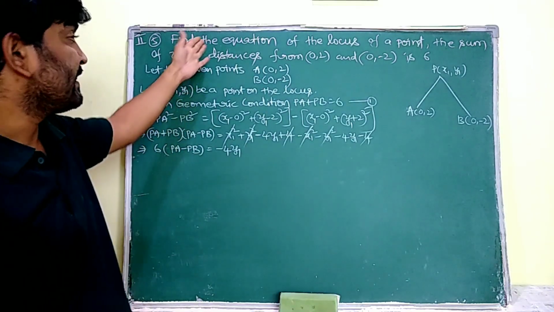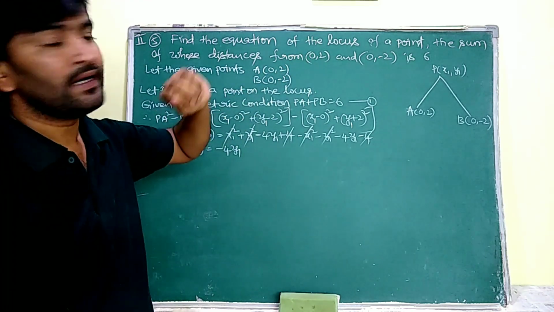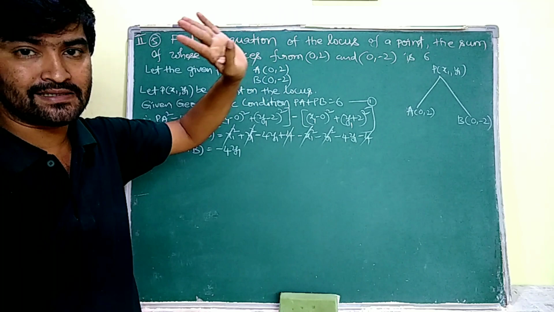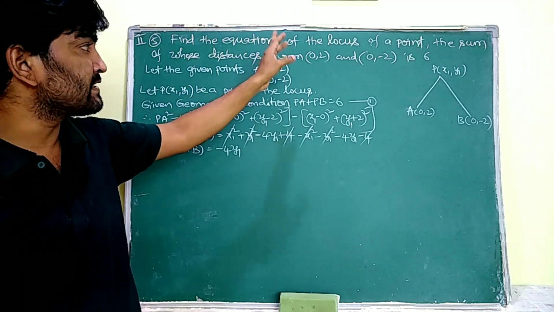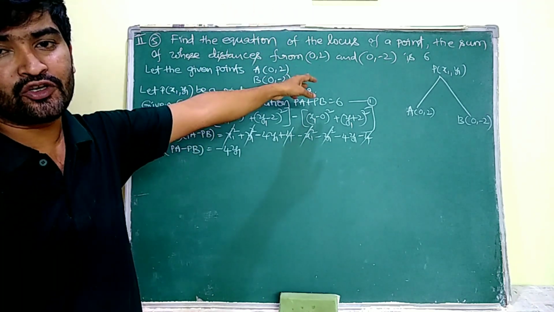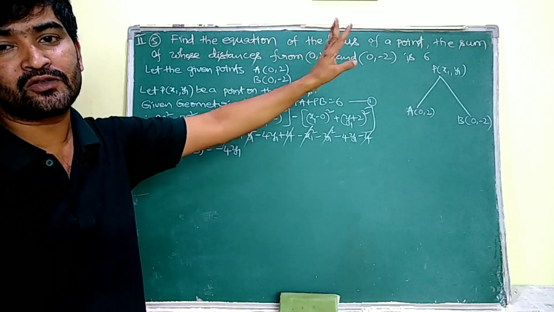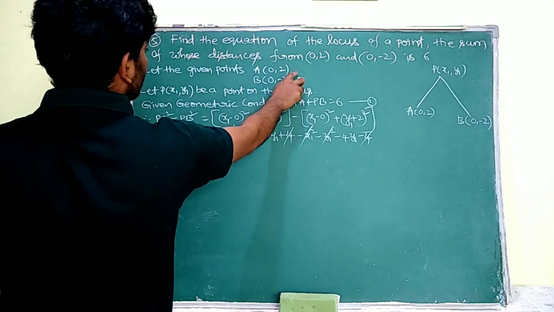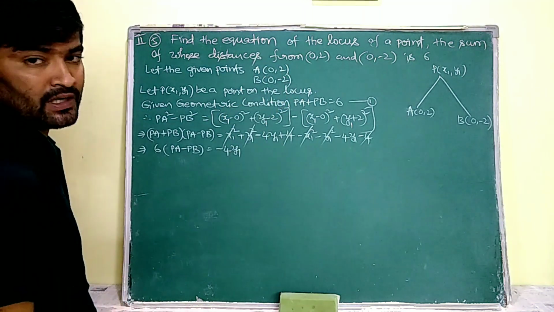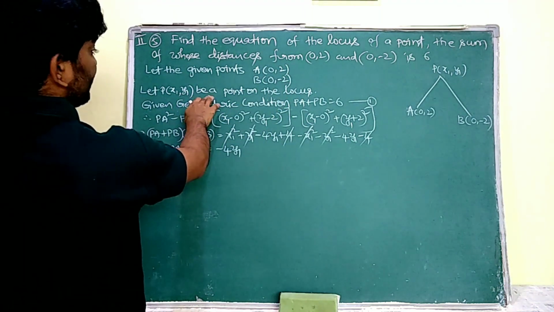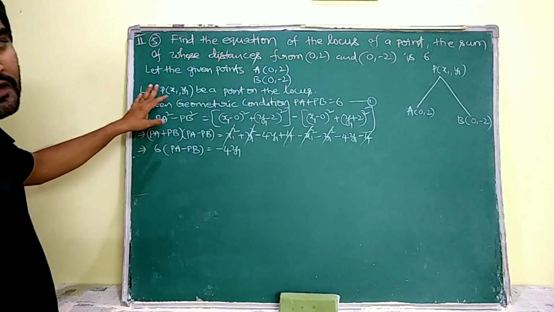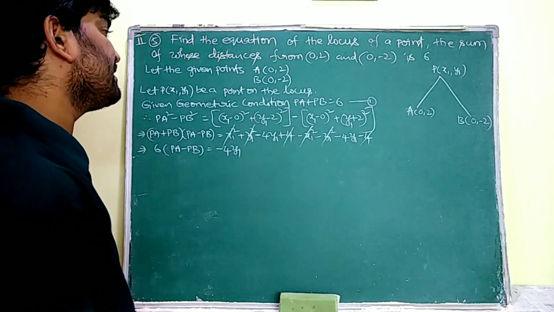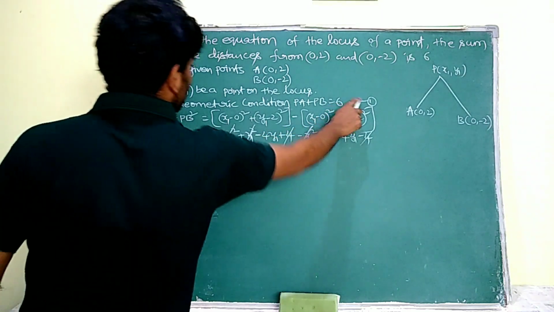Fifth one. Find the equation of the locus of a point, the sum of whose distances from (0, 2) and (0, -2) is 6. That means the sum of the distances from a point to (0, 2) and (0, -2) is given as 6. So firstly let the given points be A(0, 2), B(0, -2). Then after let P(x1, y1) be a point on the locus. Now we have to write the geometric condition. The given geometric condition is PA + PB is equal to 6. Let it be equation 1.